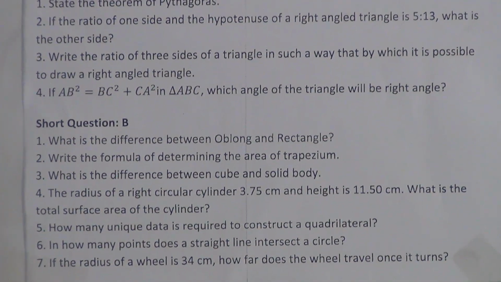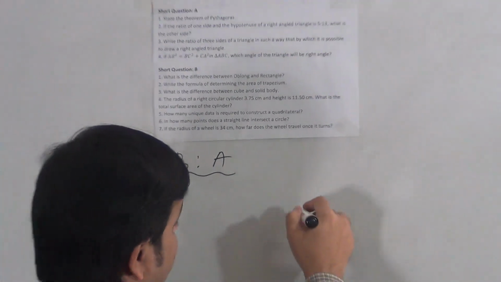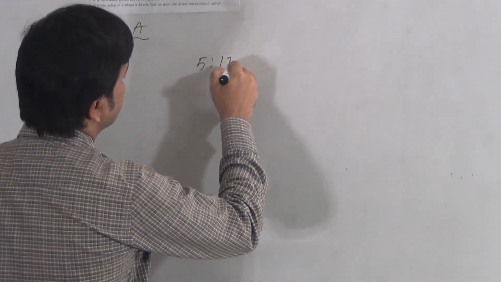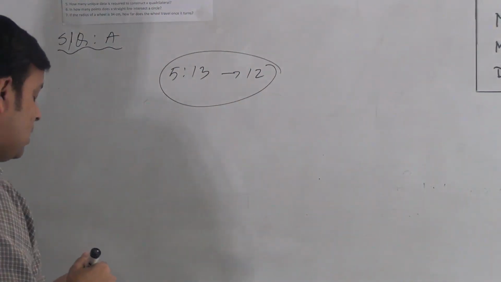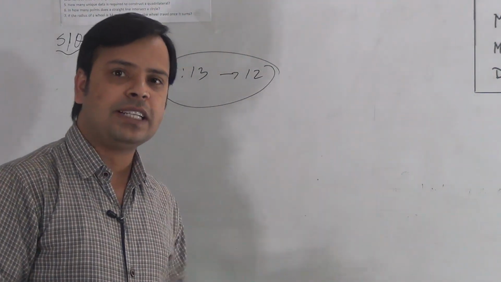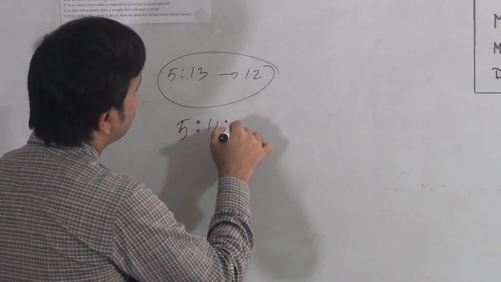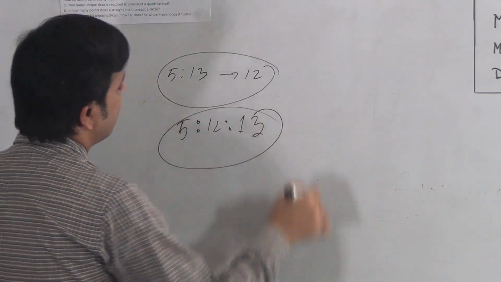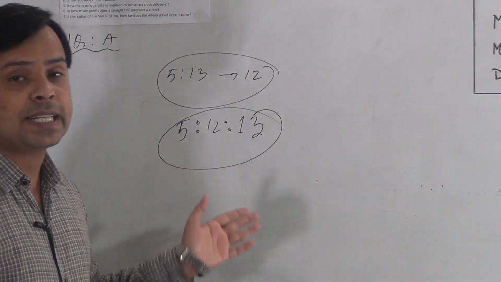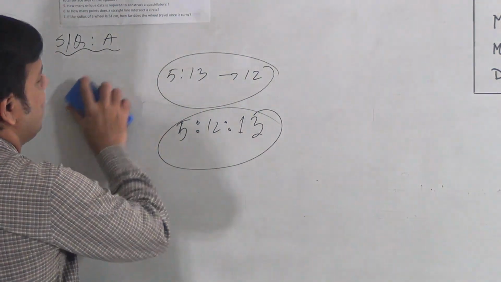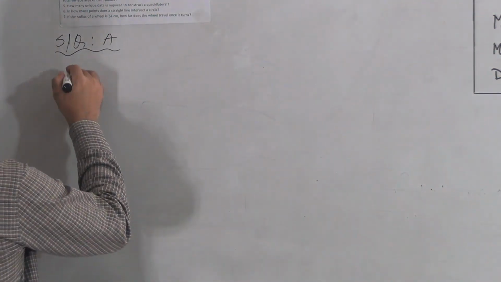From question 2 you have seen that when the ratio of one side and hypotenuse is 5:13, then the other side is 12. It means that the ratio of three sides of a right angle triangle, you can write that is 5:12:13. This can be the ratio of three sides of a right angled triangle. And except this, you may get many other sides also. I'll show you now. See question 3.